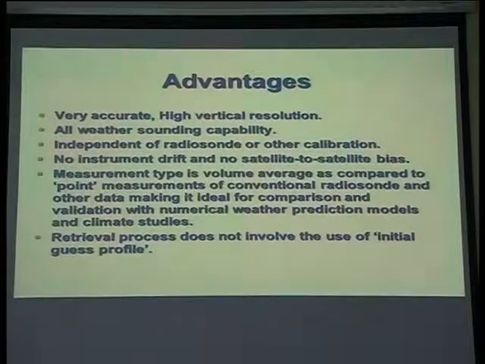The advantages of GPS radio occultation are that it is very accurate with high vertical resolution, especially in the lower troposphere, and it has all weather sounding capability. It doesn't depend on whether it is day or night, cloudy or sunny. It is independent of radiosonde or other calibration, so there is no instrument drift and no satellite bias. The measurement type is volume average, as compared to point measurements of conventional radiosonde and other data, making it ideal for comparison and validation with numerical weather prediction models and mainly for climate studies. The retrieval process does not involve the use of an initial guess profile. I mean, retrieving refractivity doesn't use any initial guess profile or anything like that.